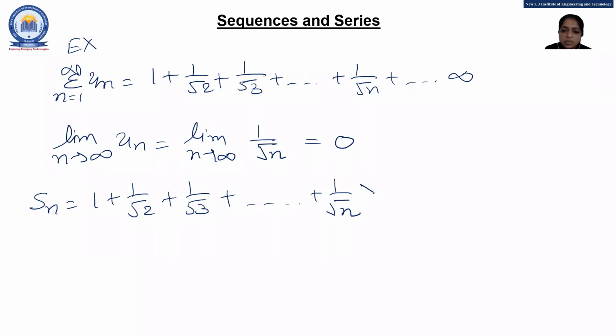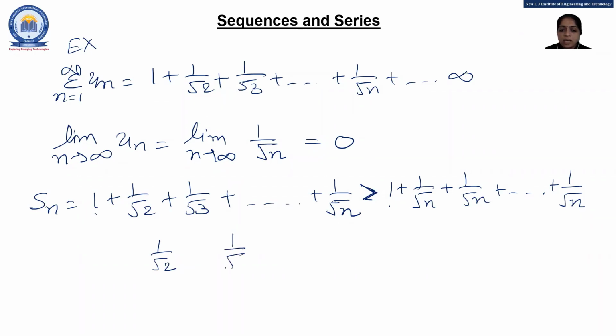Students, this series is strictly greater than 1 plus 1 upon root n plus 1 upon root n plus up to plus 1 upon root n. Okay, see, compare both. The first term is 1 here, here also 1. And the last term is 1 upon root n, so here the last term is also 1 upon root n. But the middle term, this is 1 upon root 2, and this n is greater than 2.